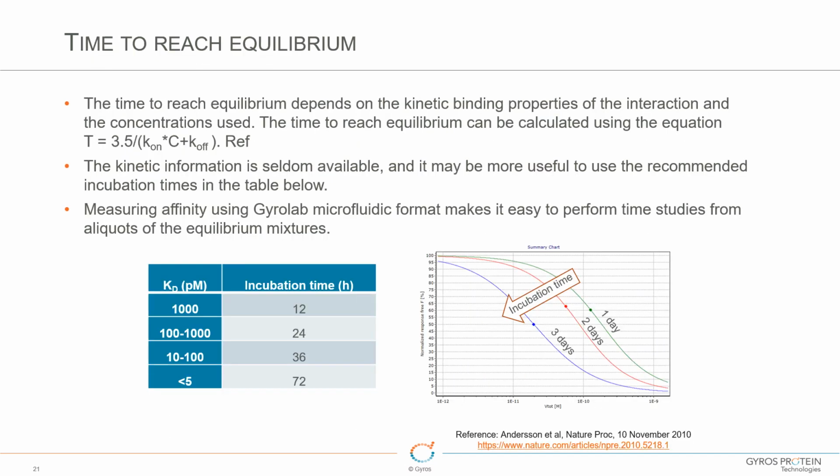When it comes to the time to reach equilibrium, this will depend on the kinetic binding properties of the interactant. So here we give you a rough guide of how long you need to leave to reach equilibrium. If you expect the KD to be around 1,000 picomolar, then you need to incubate around 12 hours. But if you're looking at much higher affinity, for example less than 5 picomolar, then you may need to leave for approximately 3 days.